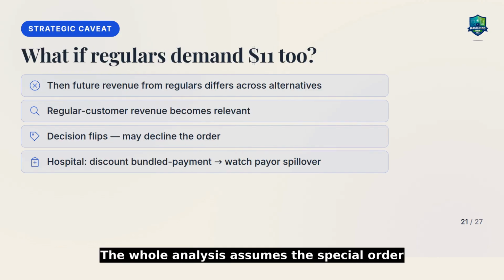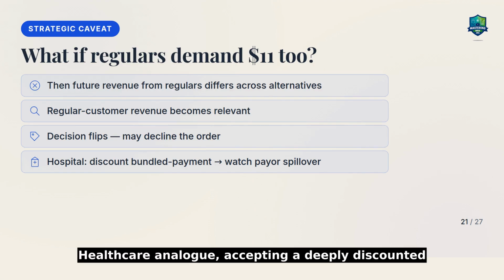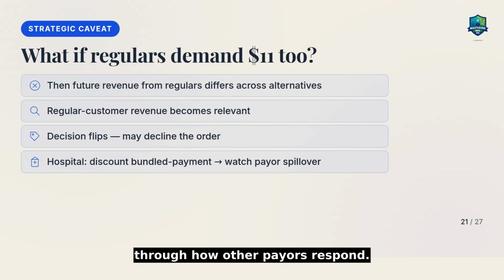The whole analysis assumes the special order is genuinely one time only and has no spillover. Suppose retail department stores find out about the $11 Azealia price and demand the same. Now future revenues from regular customers differ across the alternatives and become relevant. The decision flips. Healthcare analog: accepting a deeply discounted bundled payment from a single payer without thinking through how other payers respond.